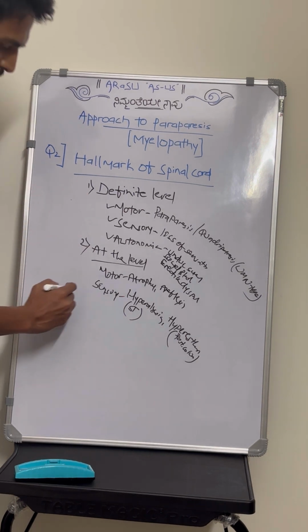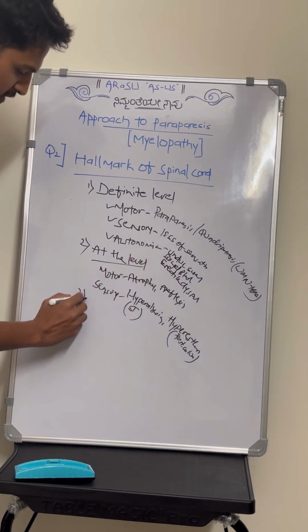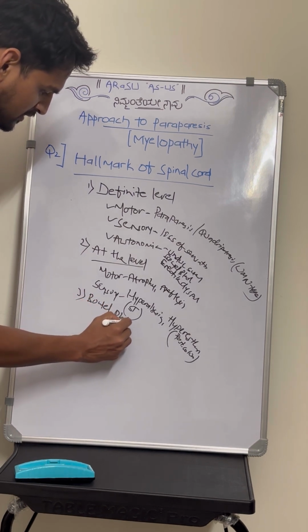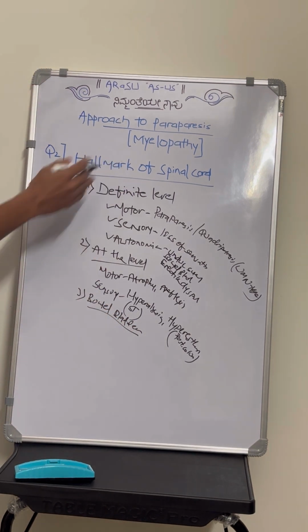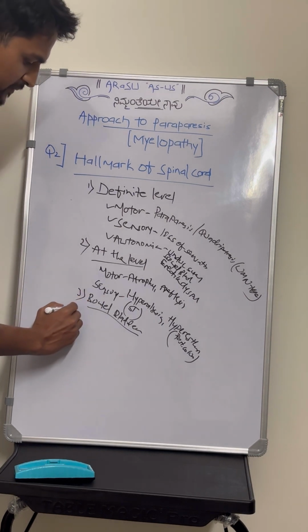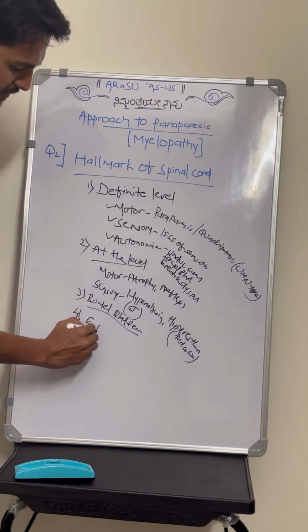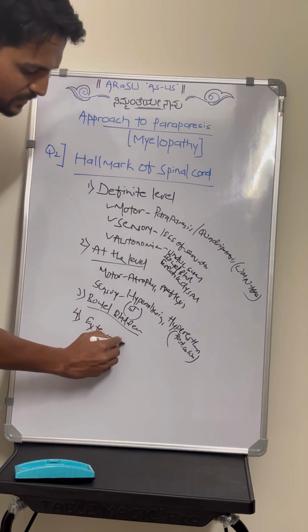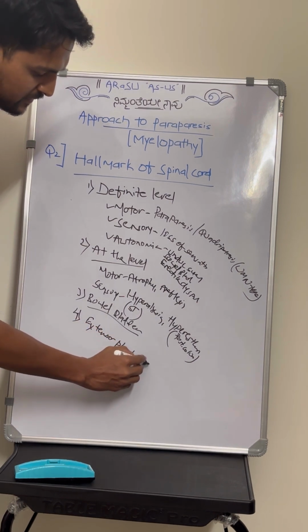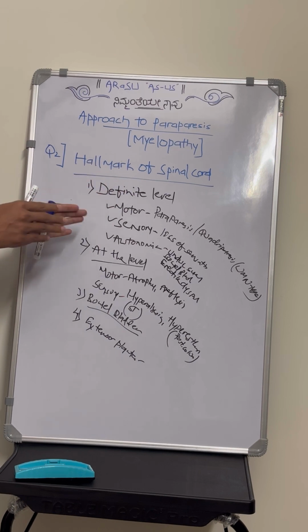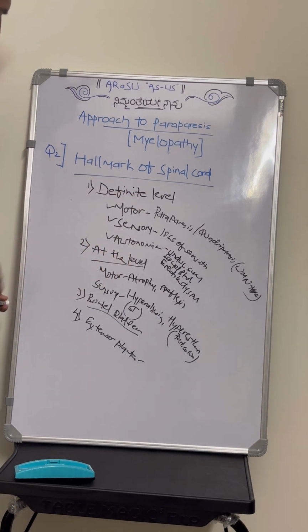Then what are the other hallmarks? Bowel bladder involvement, as I told, bowel bladder dysfunction will be in favor of cord lesion majority of the time. Then another is the extensor plantar reflex. This will again be in favor of a cord or UMN lesion. So we have to search for these things so that we will be sure enough that it is definitely a cord lesion. This is question number 2.